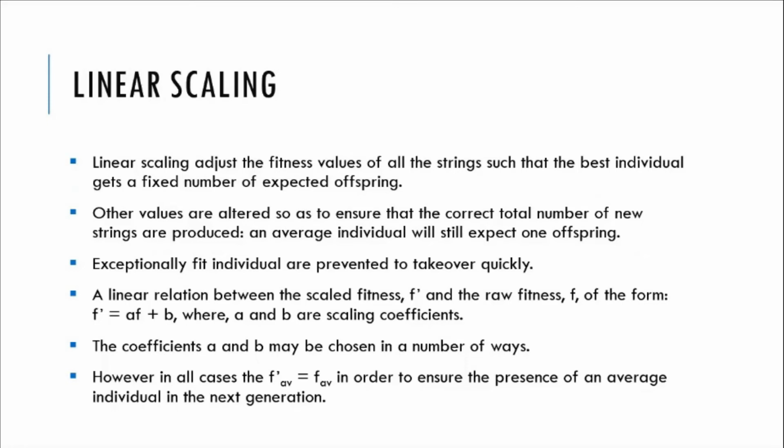So in doing this, what we do is we limit the exceptionally fit individual, that is the best individual, from taking over quickly. That is, more copies of the best individual are prevented from entering the next generation. The next generation will have only a fixed number, decided by us before the linear scaling itself.